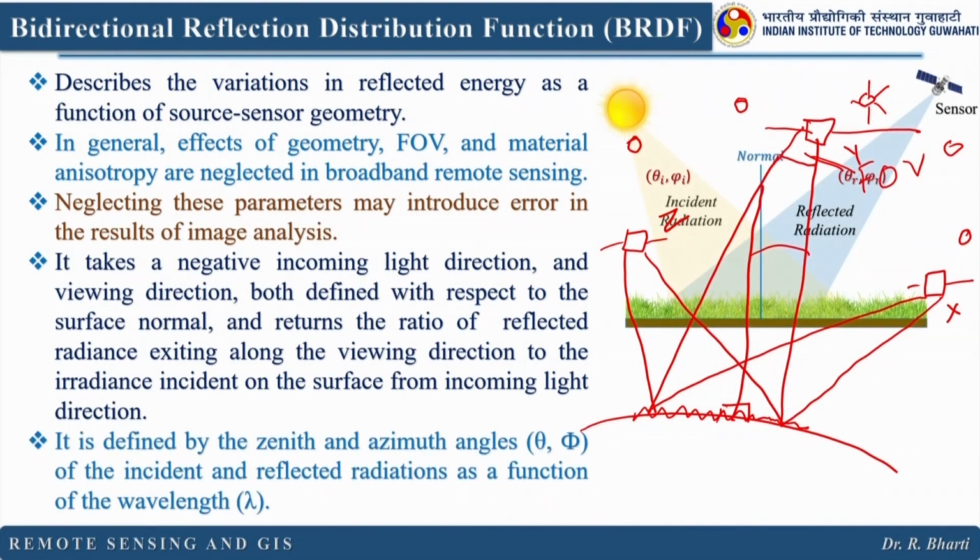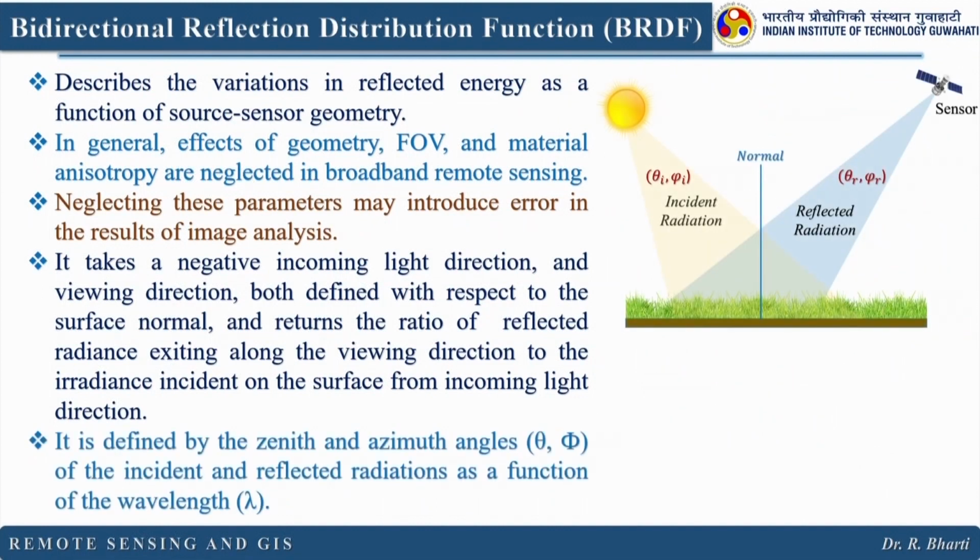Now, it is defined by zenith and azimuth angle, theta and phi, of the incident and reflected radiation as a function of wavelength. And remember, whenever we talk about this BRDF, it is defined by the zenith and azimuth angle of the incident and reflected radiation as a function of wavelength. So, whenever we talk about reflected energy, radiance or emitted energy, we always take care of the lambda wavelength. So, it is a function of wavelength.